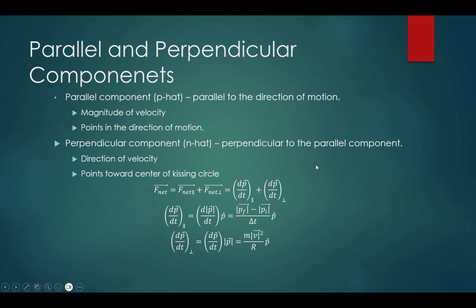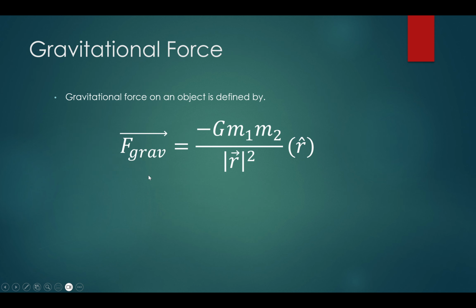Alright, now we got some parallel and perpendicular stuff, because orbits are like the circular motion, right? So we're going to be using the parallel components, which is the magnitude of the velocity and the direction of motion. The perpendicular component, which is the direction of the velocity and is pointing towards the center of the kissing circle of that circular motion.